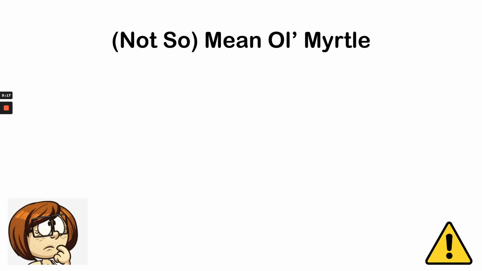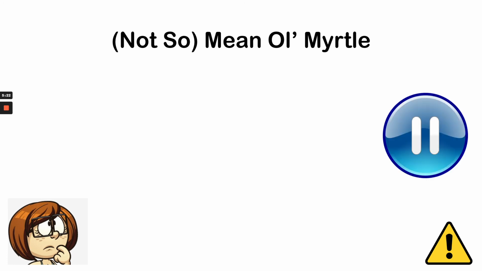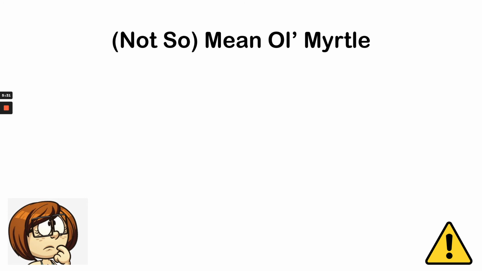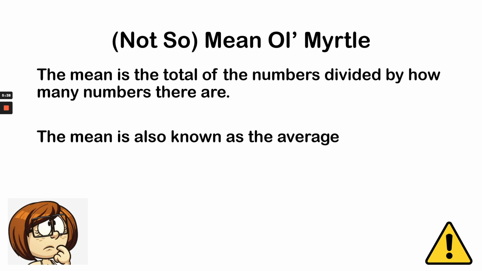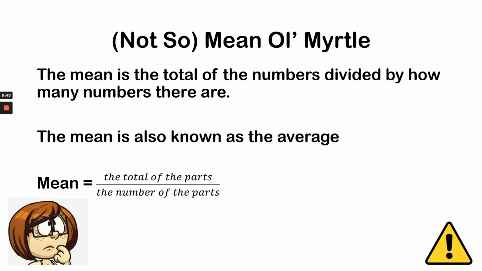Okay, moving on to not so mean old Myrtle. She's been our new character all week. Pause your video and write down anything you can remember about finding the mean. Okay, let's see what you've remembered. The mean is the total of the numbers divided by how many numbers there are. The mean is also known as the average. Mean is equal to the total of the parts divided by the number of the parts.